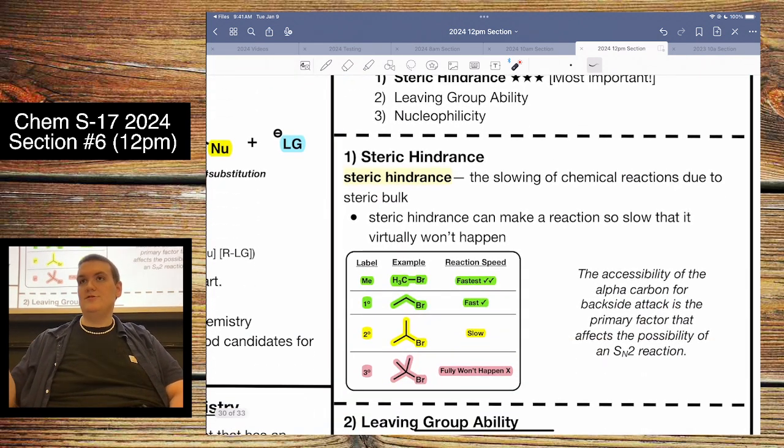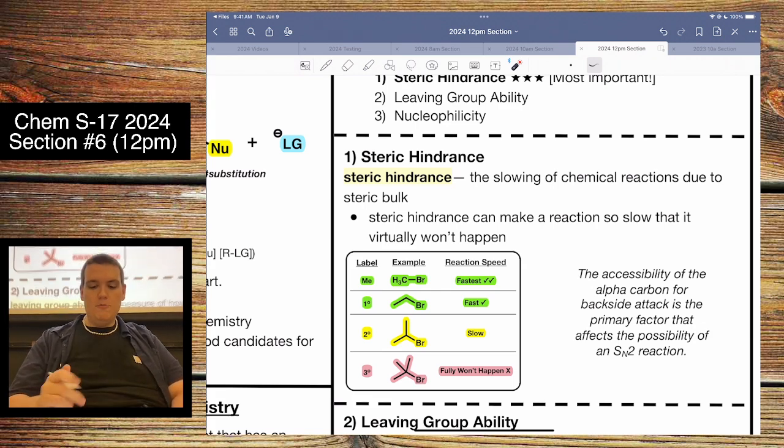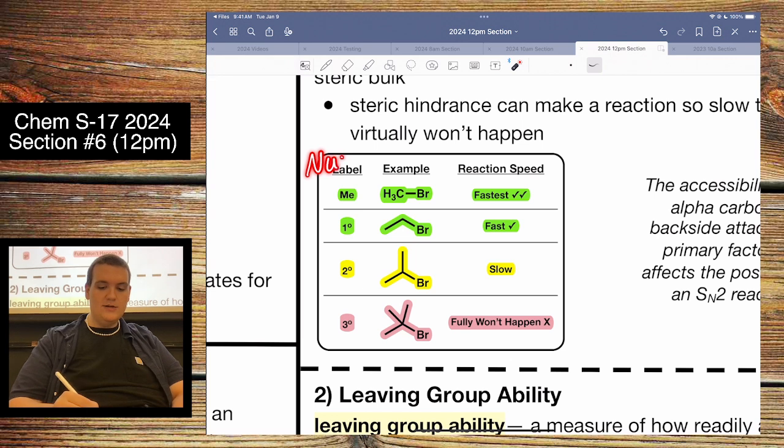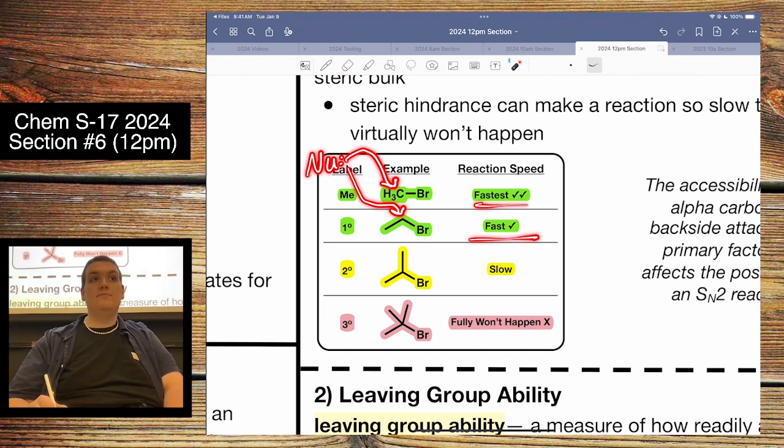So steric hindrance is just the slowing down of a reaction due to bulky parts of the molecule. It has to do with electron repulsion. But think about it this way. When the nucleophile is trying to do a backside attack, if we have fewer things kind of blocking that backside carbon, then it's going to be really easy to do SN2.